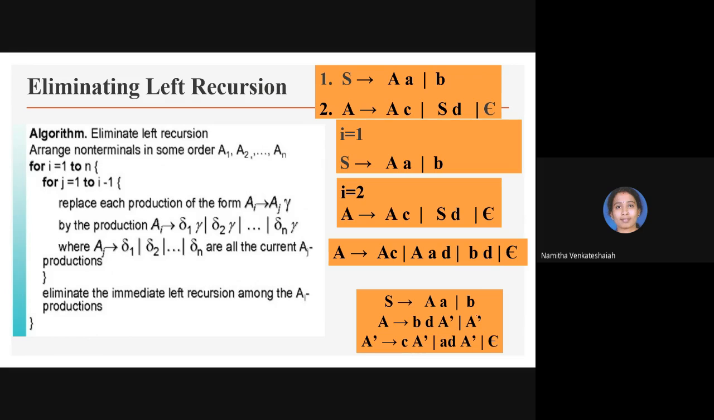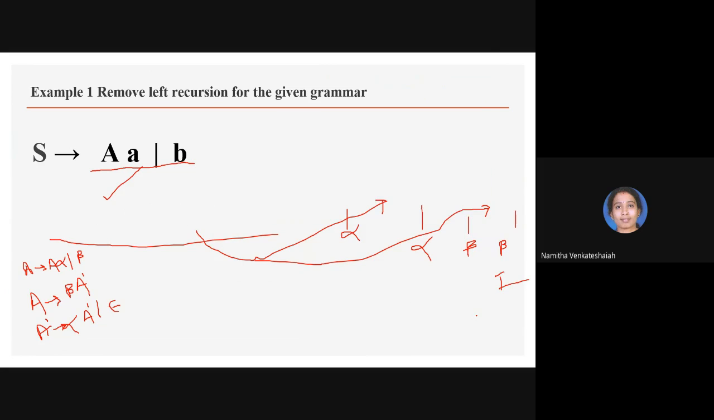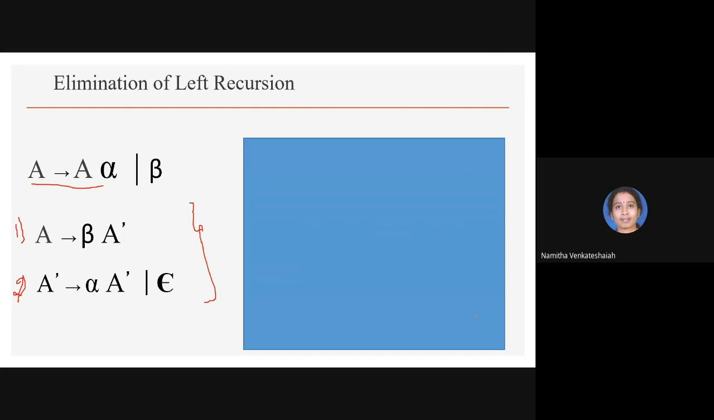Okay, so it is completely based on the formula. What formula is it completely based on? This particular formula. You have to remember this. A produces A alpha or beta means A produces beta A dash, and A dash produces alpha A dash or epsilon. So in the next class, we will be solving many problems on left recursion. But right now, I just solved only one problem to make you understand what is left recursion.